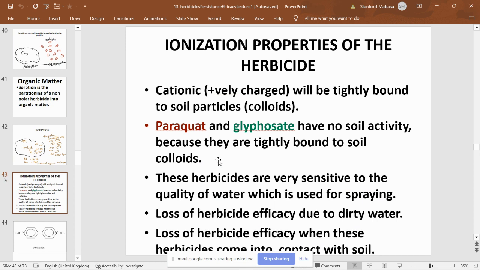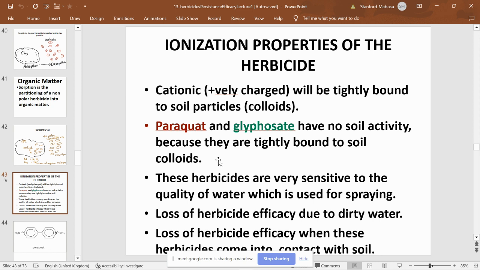Now let us talk about ionization properties of the herbicide. By ionization, we are saying that sometimes the herbicide can dissociate into its components, which could be negatively charged or positively charged. But the main herbicide, if it is positively charged, we describe it as cationic. And the cationic herbicide is likely to be bound very tightly to the soil particles.